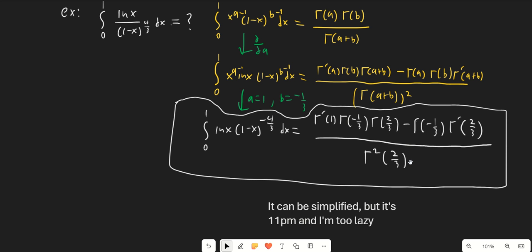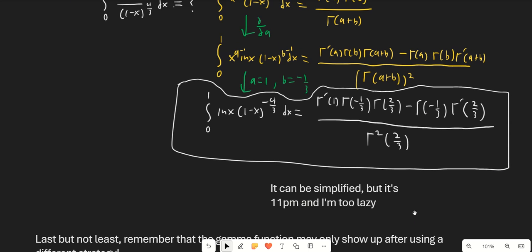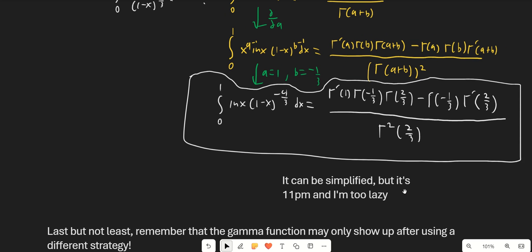This can be simplified, I believe, in terms of normal functions, but I'm not going to go ahead and do that because it seems like a lot of work, and because I made this video essentially at 11 p.m. and I'm too lazy to do that right now. But if you guys want to go ahead and try to evaluate this using the tricks that I mentioned earlier, be my guest.